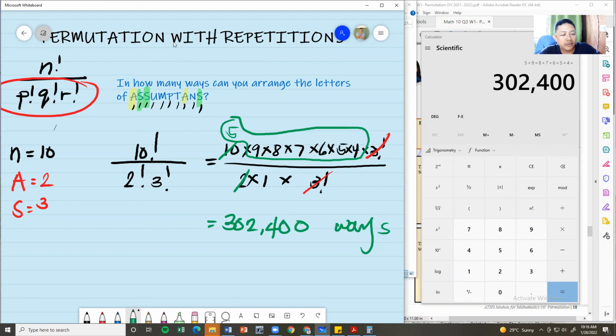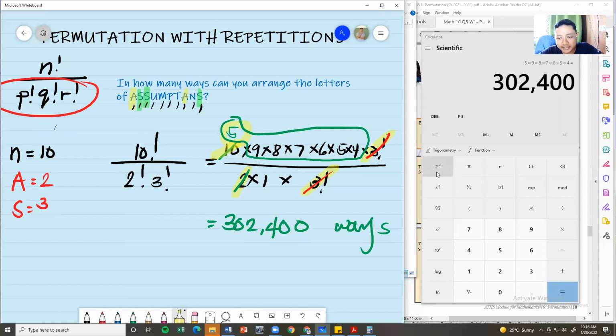Sir, how did it become 5 again? Okay. Here, the 3 factorial was already canceled, so there was nothing else to cancel for the 2 factorial, so we need to expand the 2 factorial. 10 divided by 2, the answer is 5. That's where the 5 came from. I just simplified it. The 10 was reduced to 5 because you divided it by 2. So that's 5 times 9, 8, 7, 6, 5, 4. Can you follow? Did you get that? Okay. Thank you.